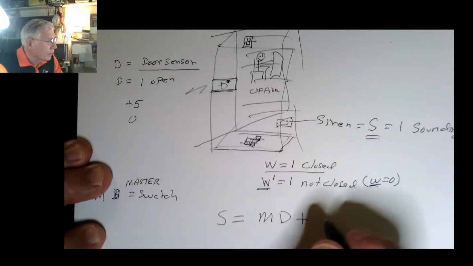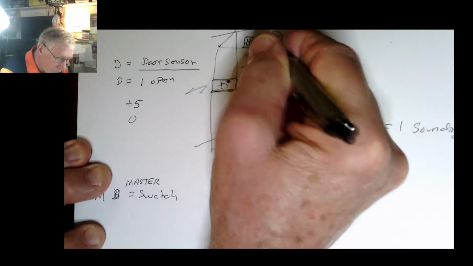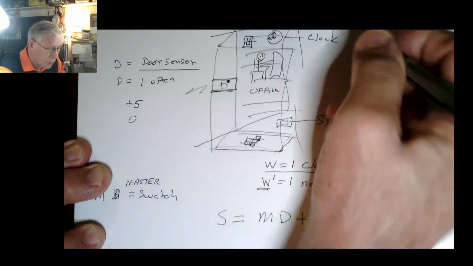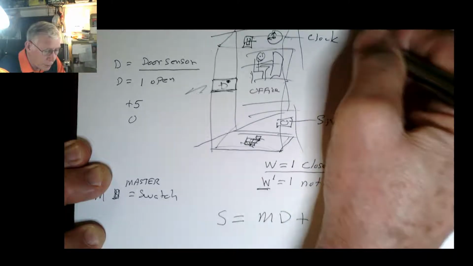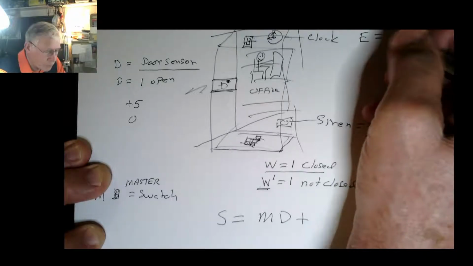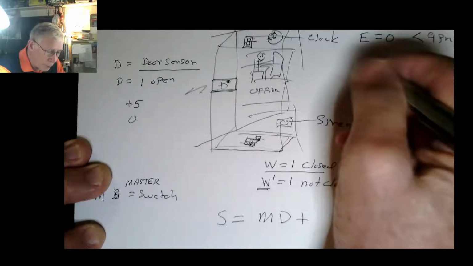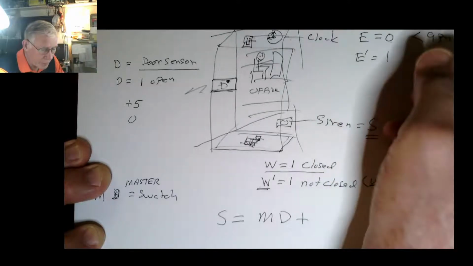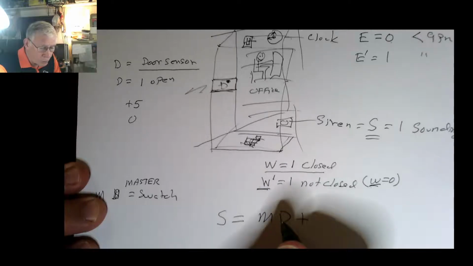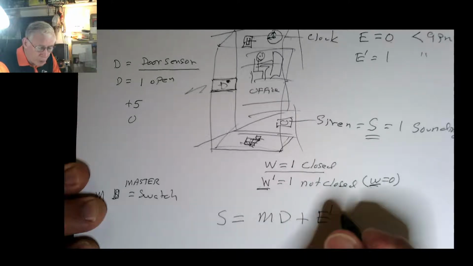Or it's after, oh, I forgot, there's also a clock. And we're going to use E here for earlier than 9 p.m. So if E equals 0, then it's less than 9 p.m. Or if E prime equals 1, it's less than 9 p.m. So we have the master switch and the door is open, or it's after 9 p.m., E prime, and the window is not closed, W prime.